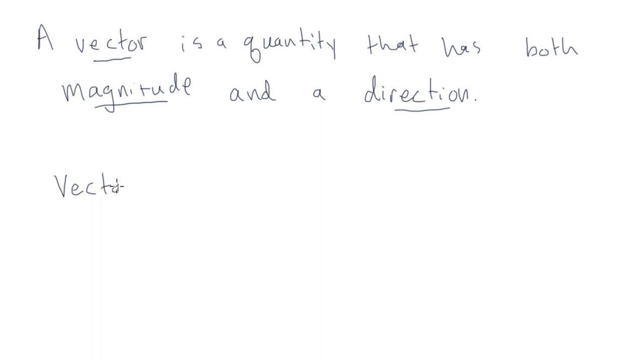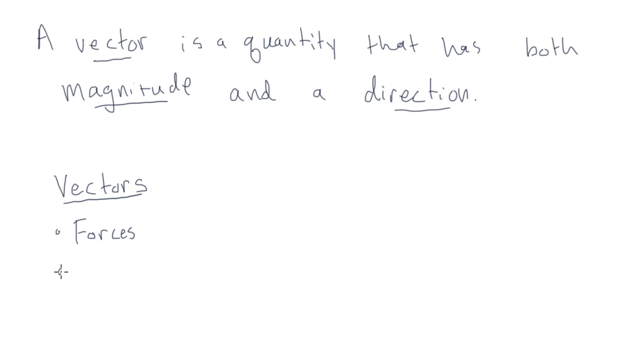So some examples of vector quantities are forces. So if I apply a force to an object, of course it has a magnitude. I can have a greater force or a lesser force. But then it also has a direction. I can apply the same magnitude of force in different directions, and I'm going to get different results.